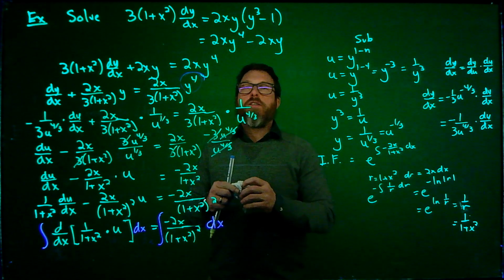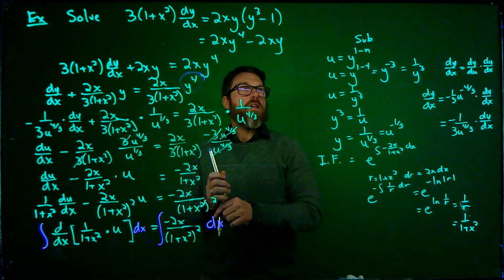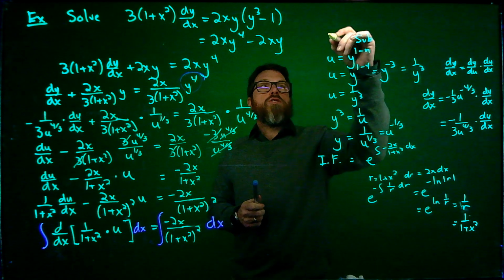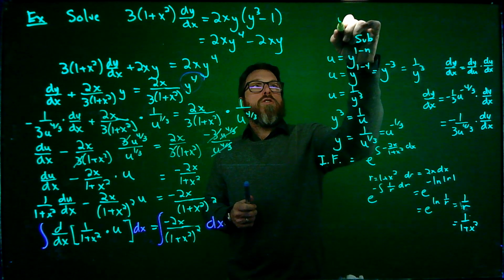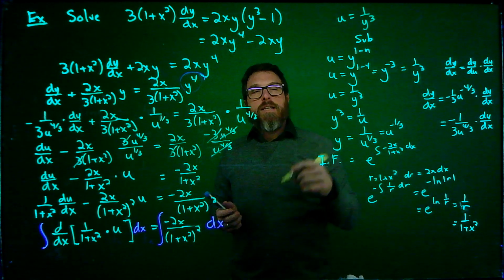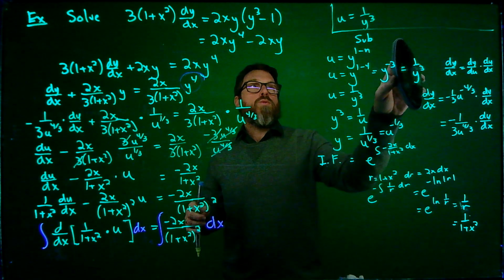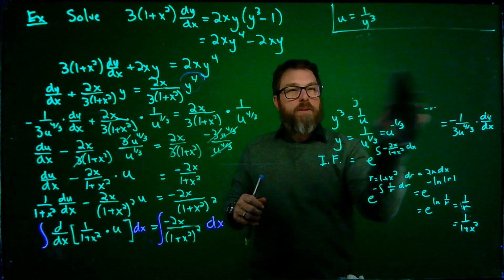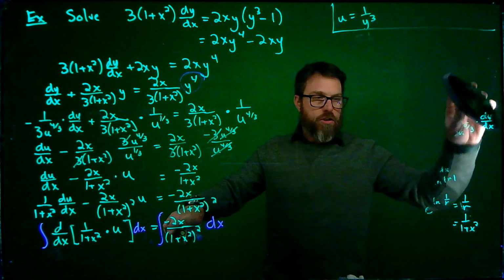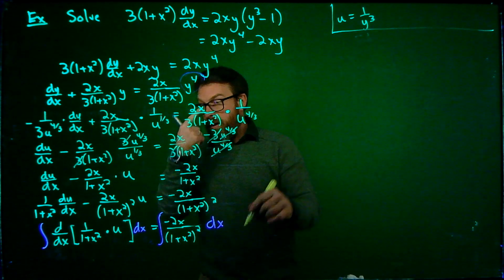So let's erase. You know what, let's just make a note. I'm going to make my substitutions up here. So I know that u is equal to 1 over y cubed. That's the only thing I really need. So let's just save that and then give ourselves some room when we're trying to integrate this. Because remember that this is going to give us a solution in terms of u, but I need it in terms of y.